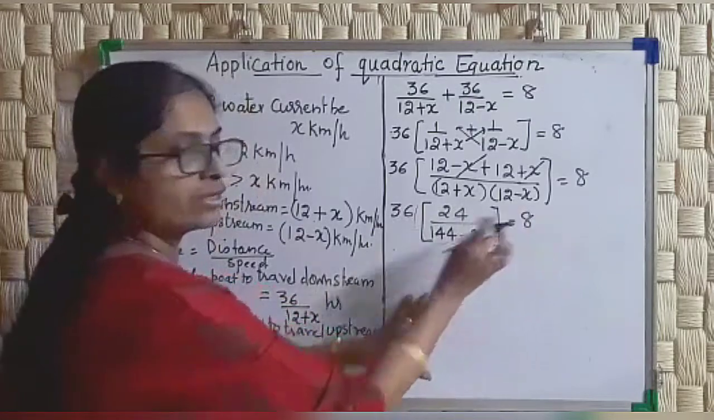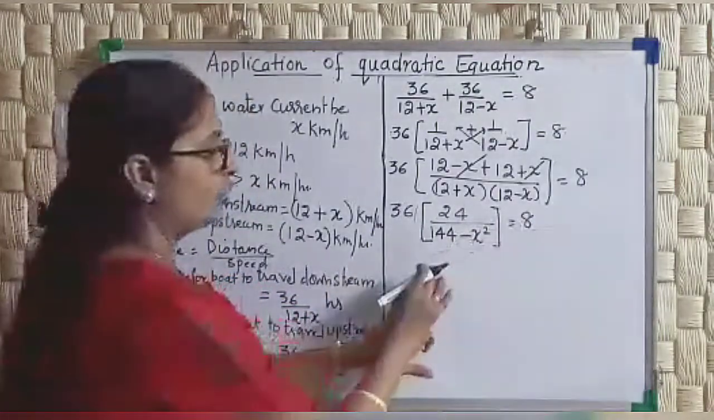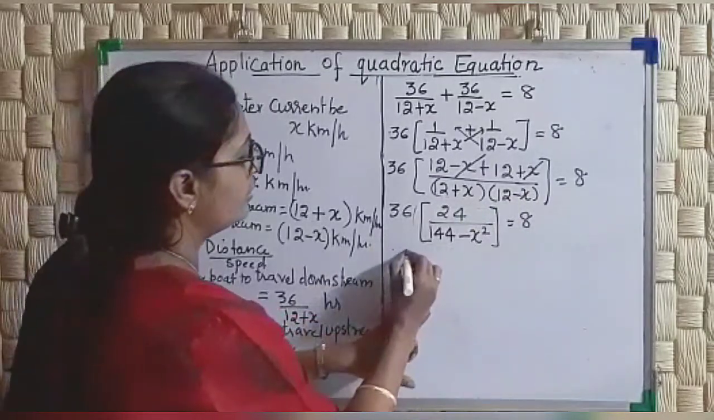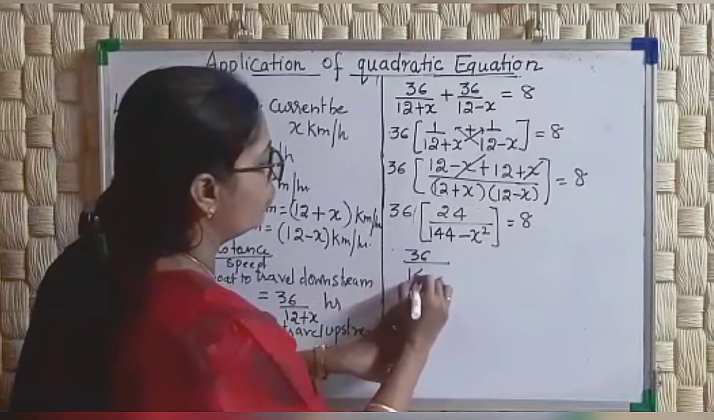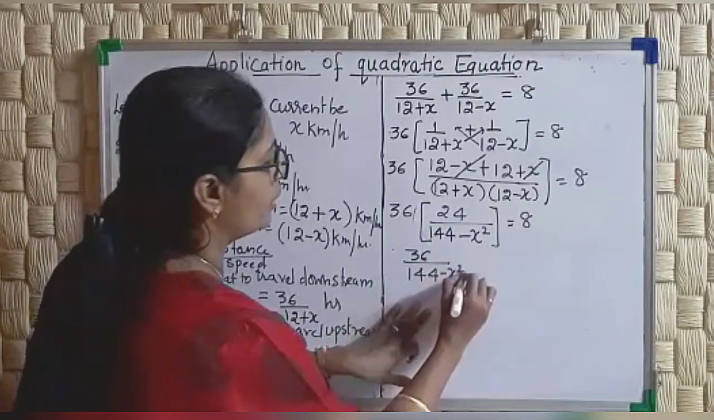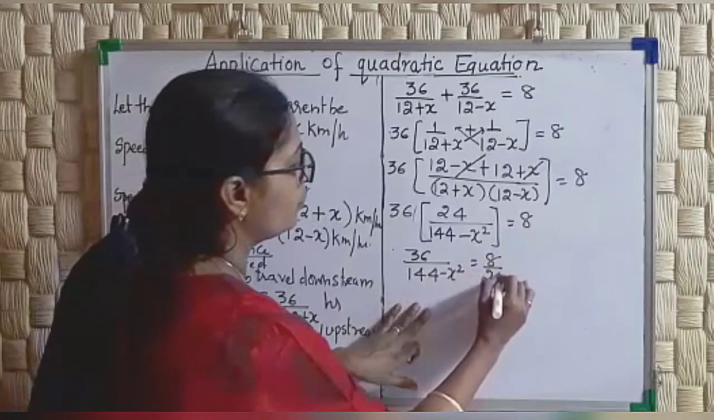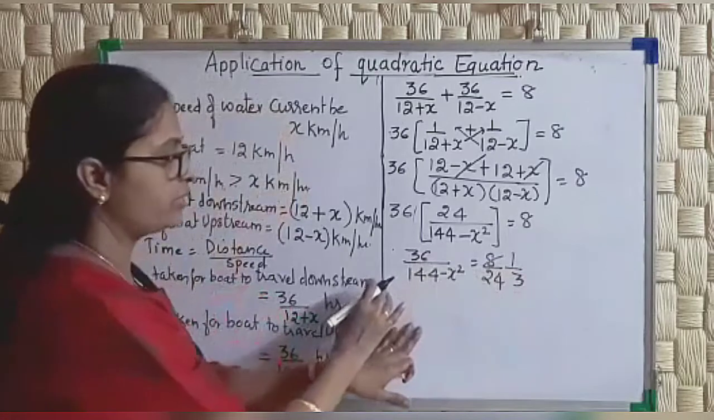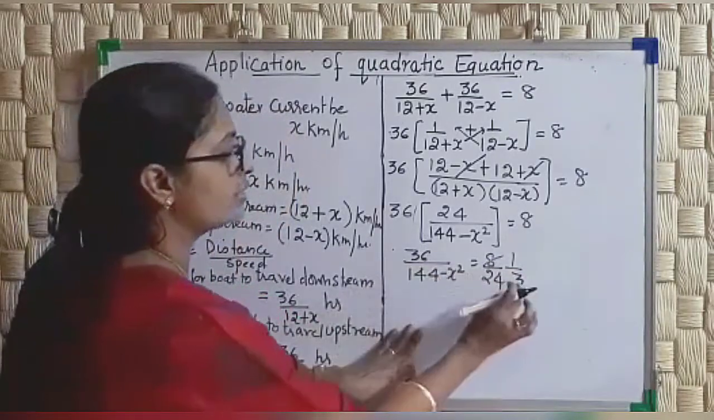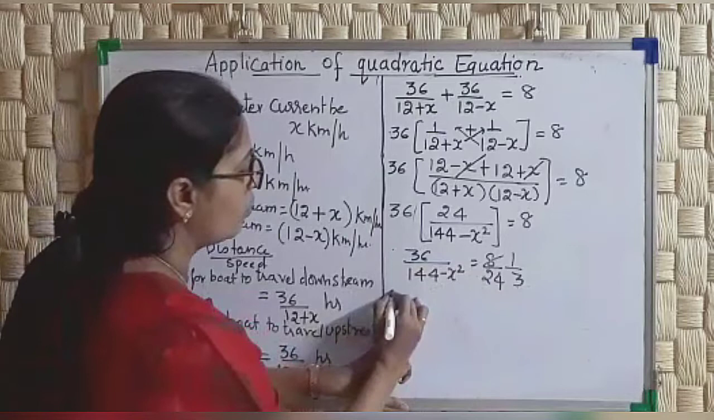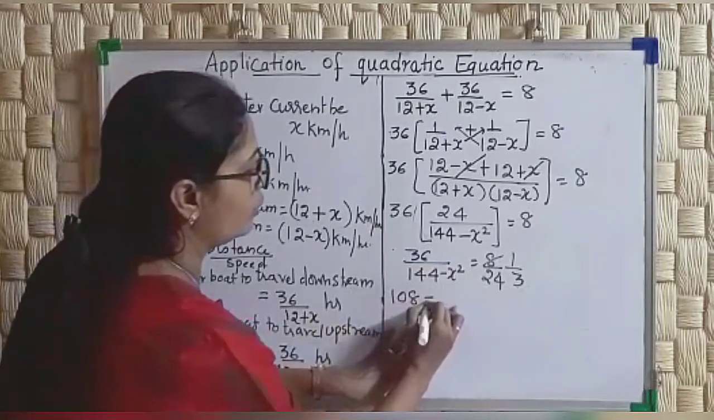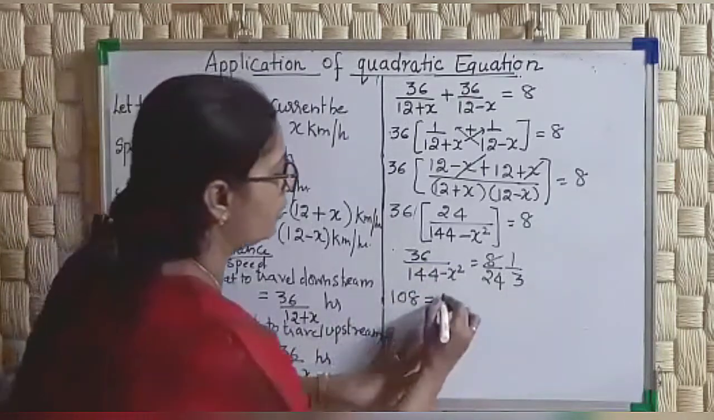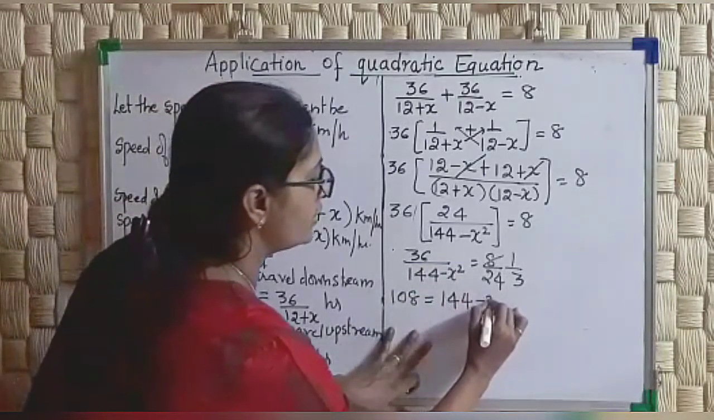This 24 gets divided by 8. So we can take 24 to the other side. So you will get 36 upon 144 minus x square will be equal to 8 upon 24. So it will get reduced to 1 upon 3. Now we will have to cross multiply. When you cross multiply, you will get 36 into 3, which is nothing but 108, equal to 1 into 144 minus x square, which is 144 minus x square.